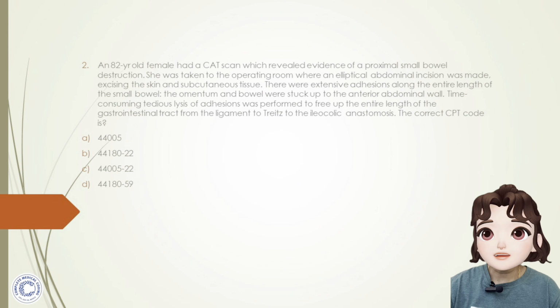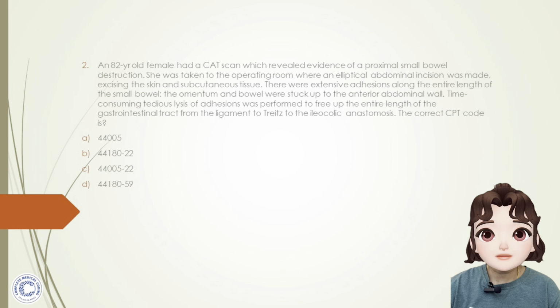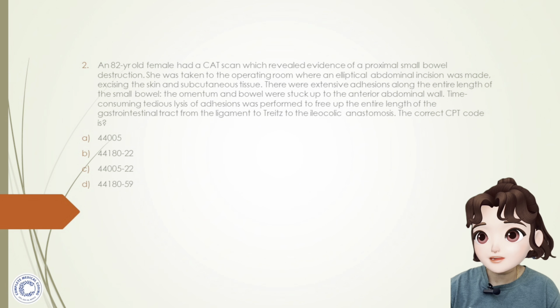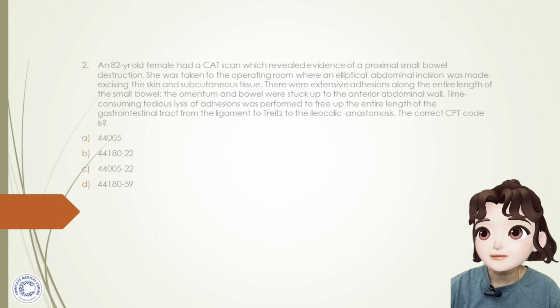So she was taken to the operating room, and what procedure was done? Elliptical abdominal incision was done, then excision of the skin and subcutaneous tissue. The omentum is also a type of tissue. Then what did the physician do? There were extensive adhesions along the entire length of the small bowel. Time-consuming, tedious lysis. All these are just stories.